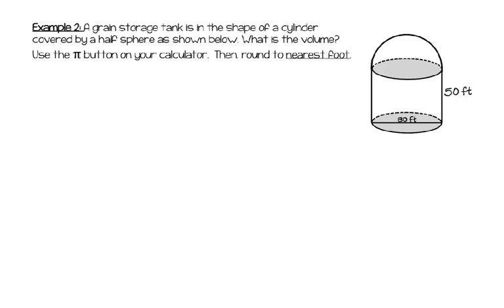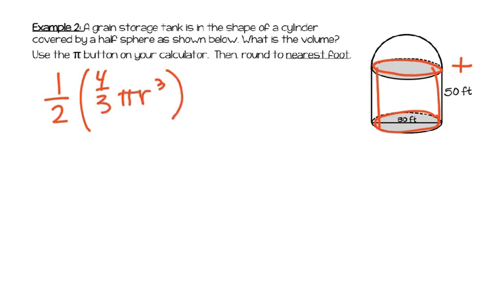Okay, the next one: a grain storage tank is in the shape of a cylinder covered by half a sphere as shown. If we look at the cylinder part, we're going to find the volume of that, and then we're going to add to it half of a sphere. So half of a sphere, if we take half of 4/3 pi r cubed, half of 4/3 is 2/3.